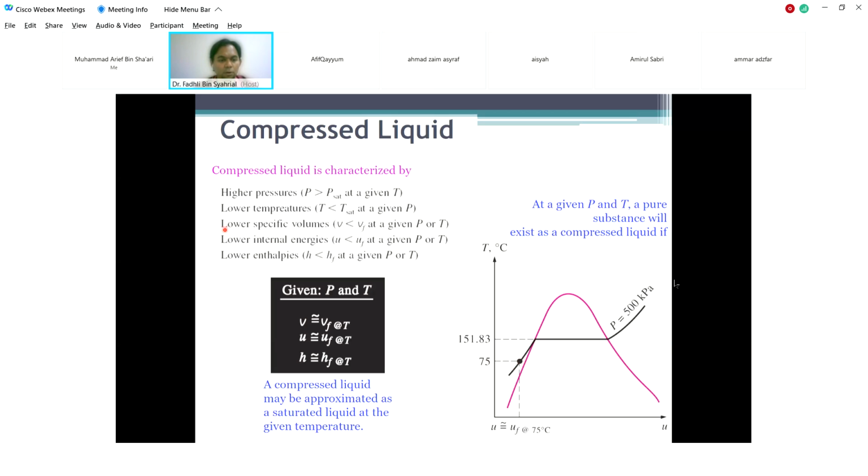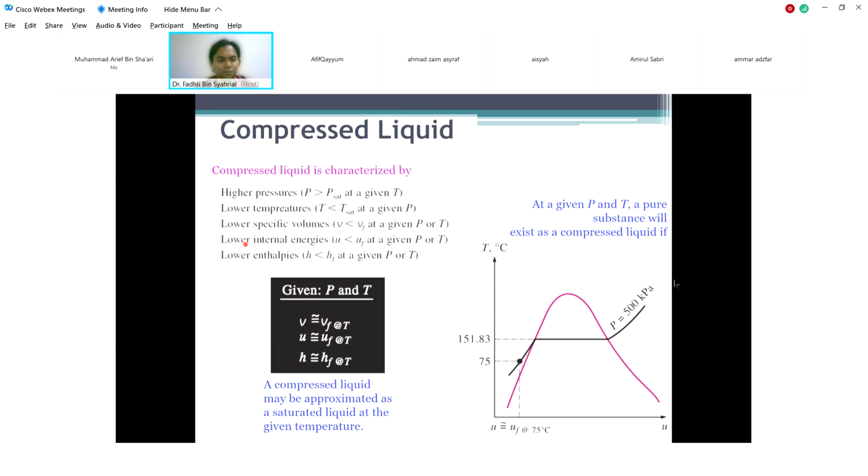Third, it has lower specific volume than VF. If you draw a straight vertical line to here, this is V, the specific volume for compressed liquid. And then if you draw a straight line here, this is VF. So as mentioned, compressed liquid has lower specific volume than VF. So V here is lower than VF here. Here is VF, this is V.